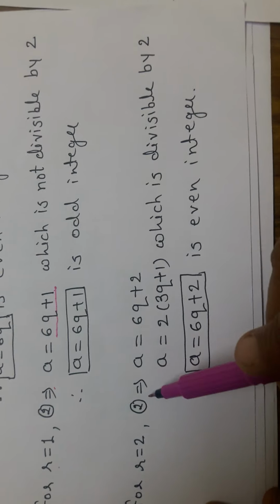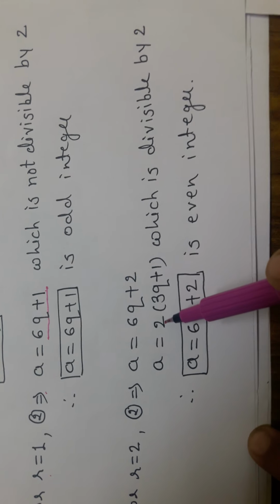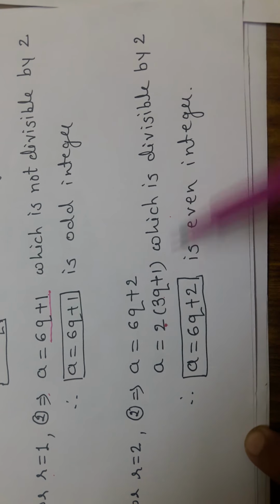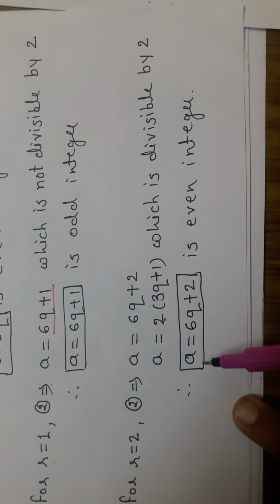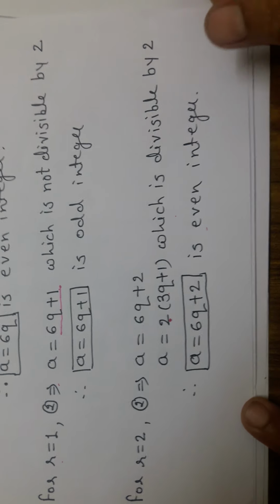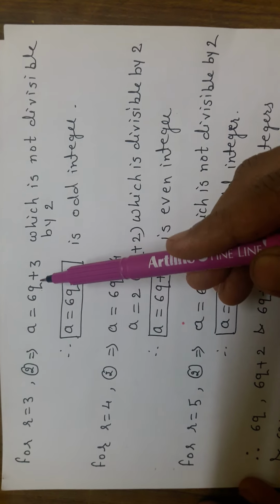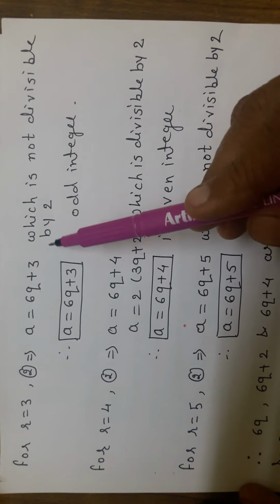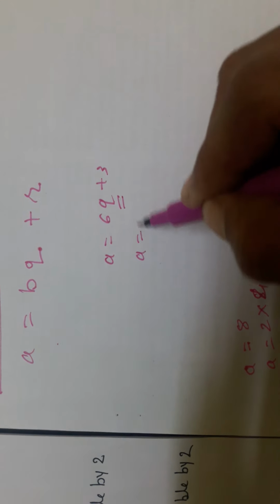For r is equal to 2, equation 2 implies a is equal to 6q plus 2. Can we take out 2 as common from here? Yes. 2 times 3q plus 1, which is divisible by 2 because 2 is one of the factors of this integer. a is equal to 6q plus 2 is an even integer. For r is equal to 3, equation 2 implies a is equal to 6q plus 3. From here we can't take out 2 as common. That's why in this case also, if a is equal to 6q plus 3, if I substitute q is equal to 0, I will get a is equal to 3.